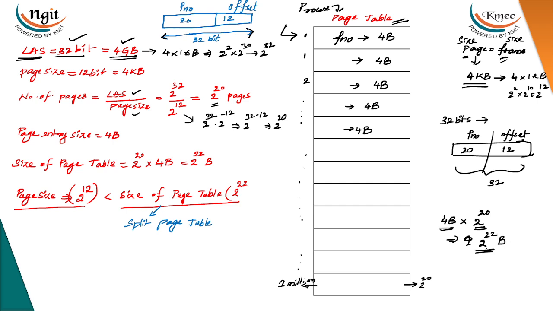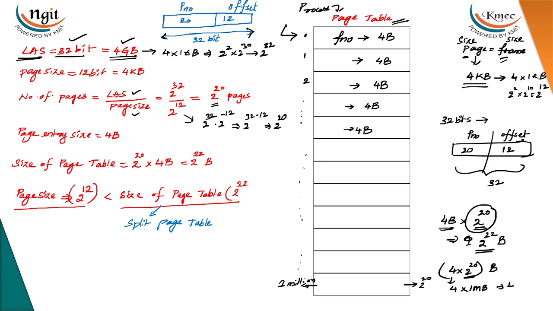What is meant by 2 to the power of 22 bytes? It is 4 into 2 to the power of 20 bytes. So 4 into 2 to the power of 20 means 4 megabytes.